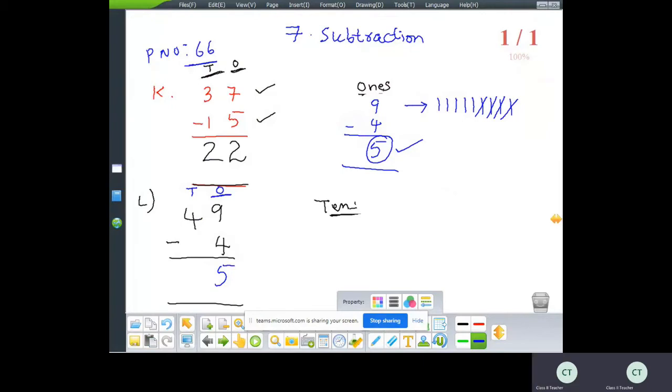Next, subtracting on the 10s place. In the 10s place, only one digit is there, that is 4. Here, there is no number. No number means we assume 0, no problem. 4 minus 0 is equal to 4. Otherwise, we can write the number directly. There is no number to subtract, so we write the same number here. 4. 49 minus 4 is equal to 45. This is the answer for L.